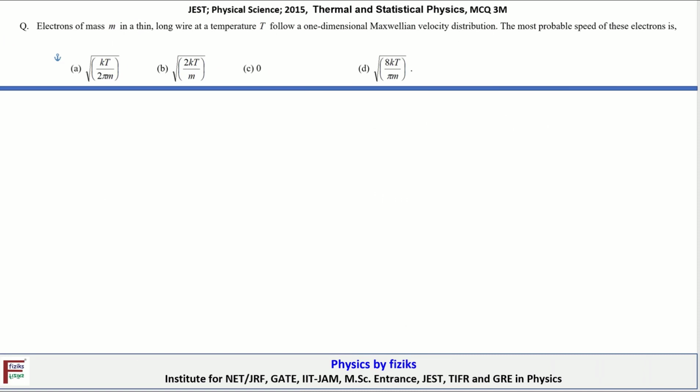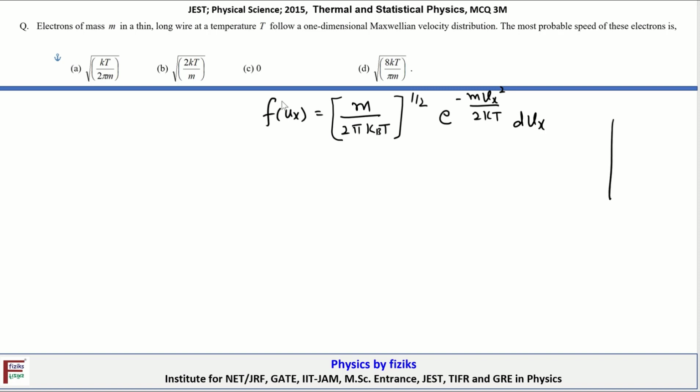So let's continue with the next problem. The statement is, electron of mass m in a thin long wire at temperature T follow one-dimensional Maxwell velocity distribution. The most probable speed of this electron is how much? Let's first write the expression for the Maxwell-Boltzmann velocity distribution in one dimension, and that is given by f of Vx equal to (m upon 2 pi kBT) power 1 by 2 exponential minus m Vx square upon 2 kT, and then dVx.